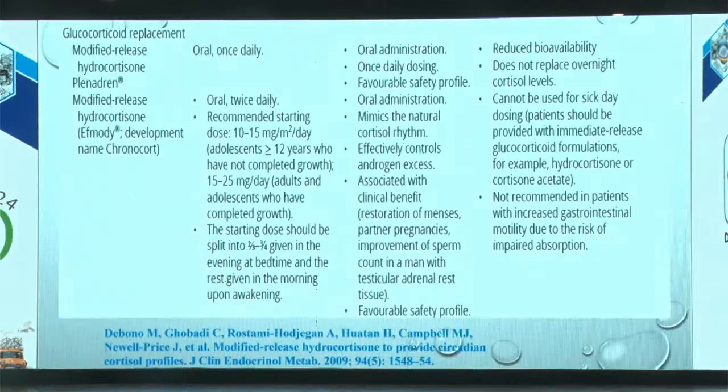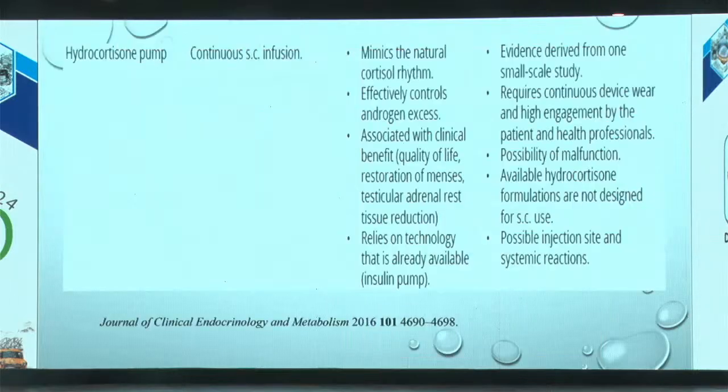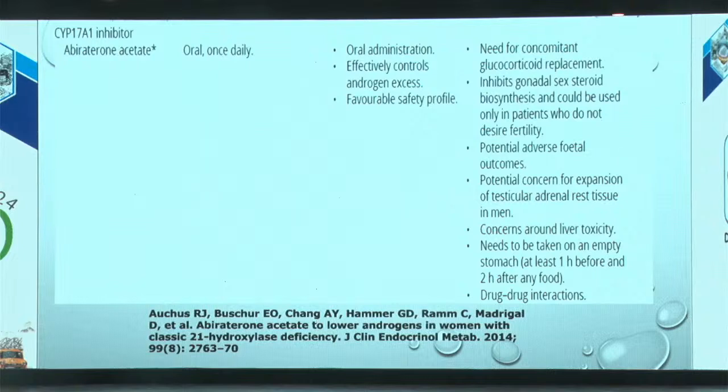You have another molecule called FMOD, plenadrin, which is also given once daily, which has been approved in EMA, but it is still not used for CH. It is widely used for adrenal insufficiency, whereas Chronocort was approved in 2021 for CH. We've still not got it. Hydrocortisone pump is again widely discussed, but not very practical in the day-to-day setting. And we've got only a single study.